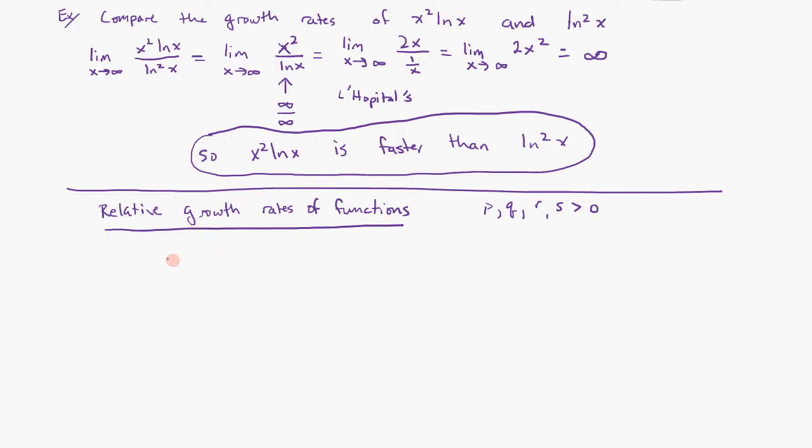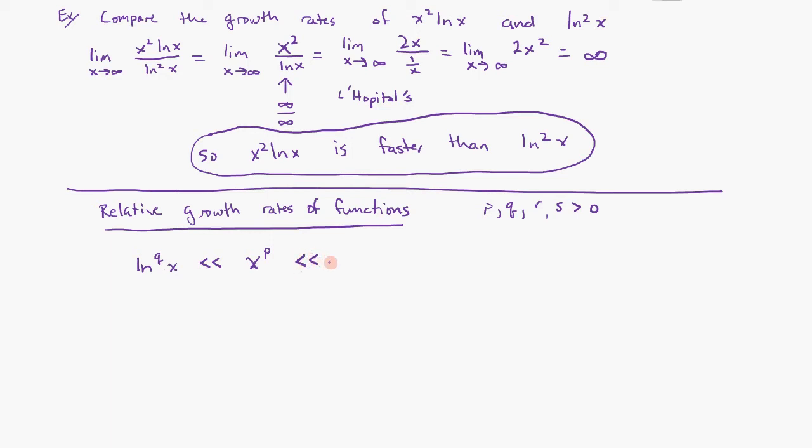So generally, the natural logarithm grows very slowly. So any power of the natural logarithm grows slower than any power of x. This is the symbol for being slower. So this means that x to the p is faster than the natural log.